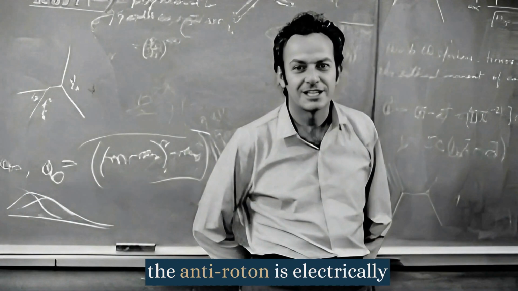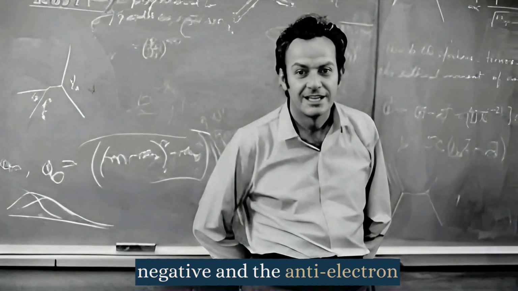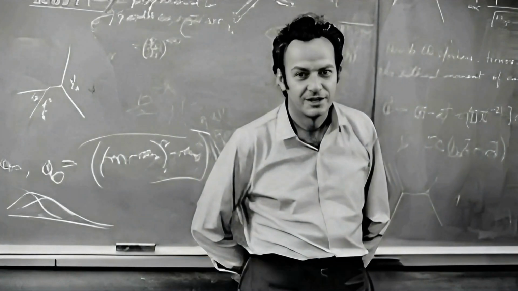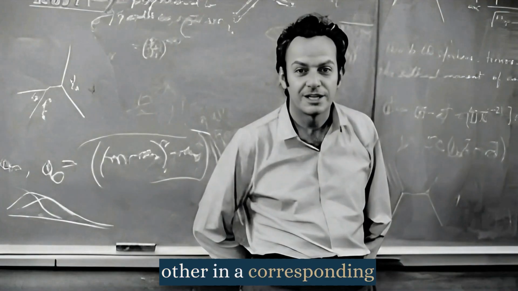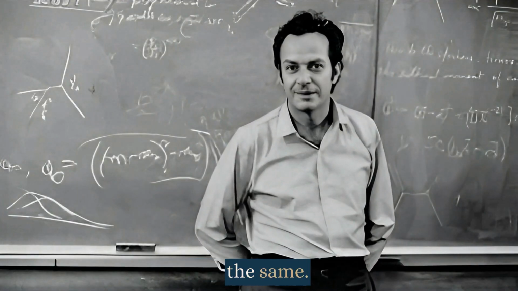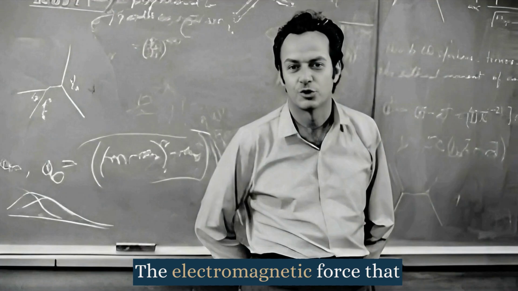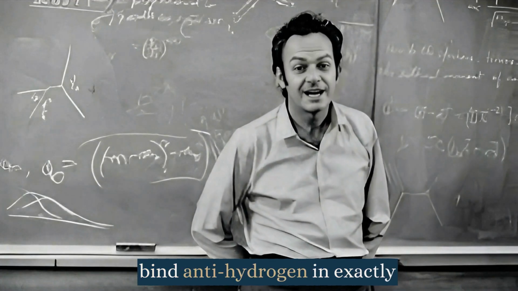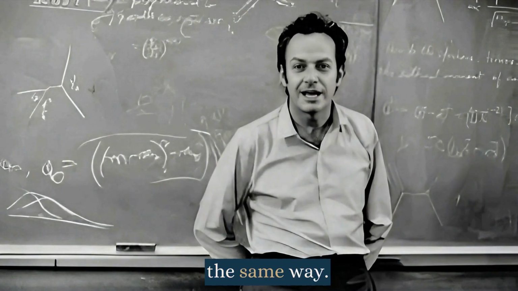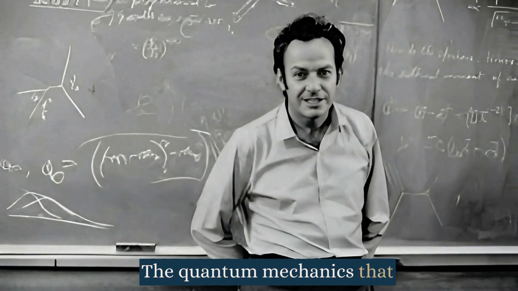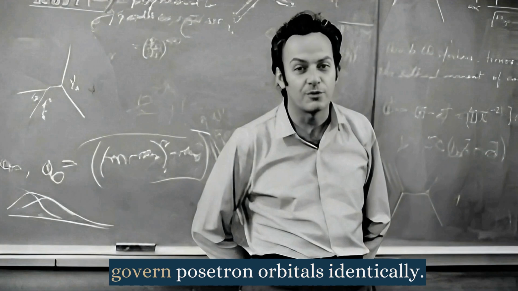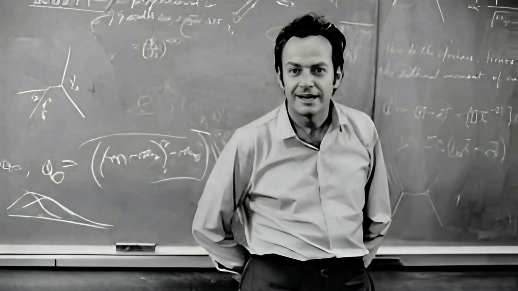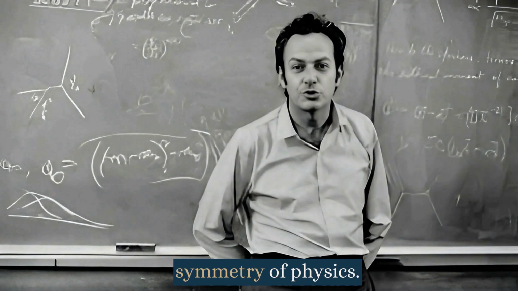Well, first of all, the anti-proton is electrically negative and the anti-electron is electrically positive, so they attract each other in a corresponding manner. The masses are all the same. Everything is the same. The electromagnetic force that binds ordinary hydrogen would bind anti-hydrogen in exactly the same way. The quantum mechanics that governs electron orbitals would govern positron orbitals identically. It is one of the principles of the symmetry of physics.